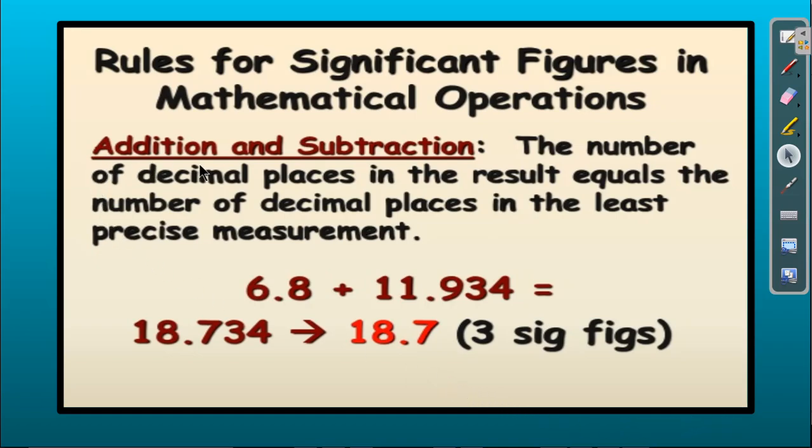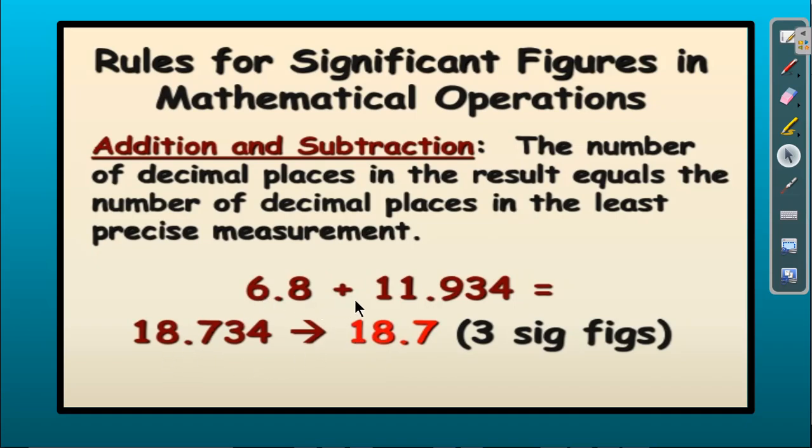So rule number 1 for addition and subtraction says the number of decimal places in the result, so it means in your answer, equals the number of decimal places in the least precise measurement. We're not counting significant figures. Here we are going with placement. So this ends in the 10th position. This ends in the 1000th position. I said to you, the more you can give me, the more precise you are. That means this is the least precise of the 2 numbers. My answer cannot be more precise than the least precise of my numbers.